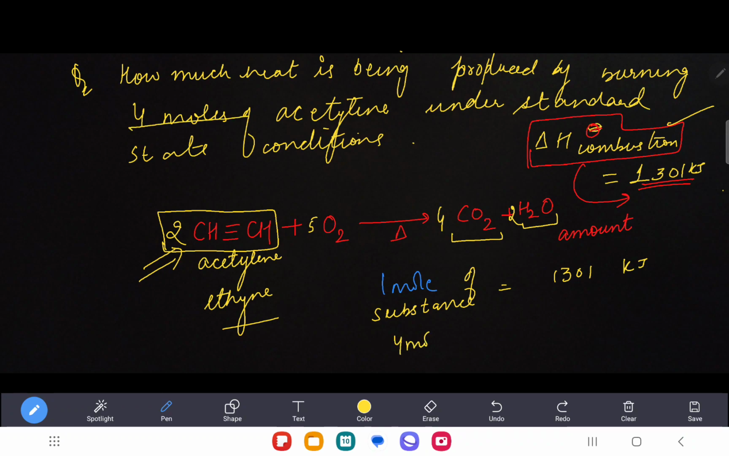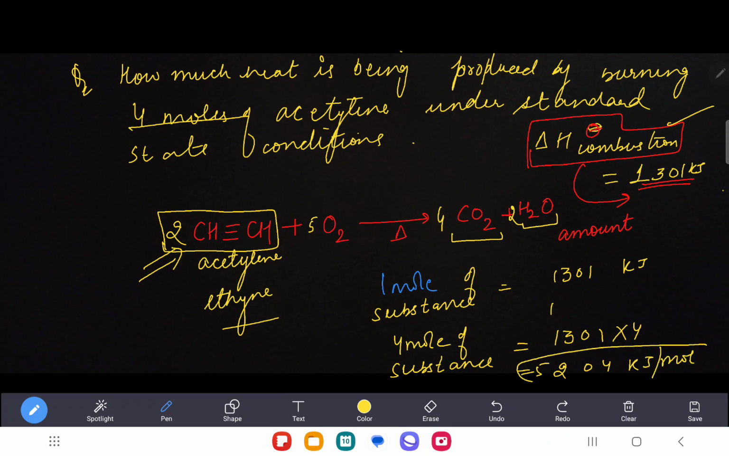So 4 moles of substance on combustion shall give me what? 1301 into 4, which is 5204 kilojoules. Are you understanding my point? Any doubts in that? So this is the question.